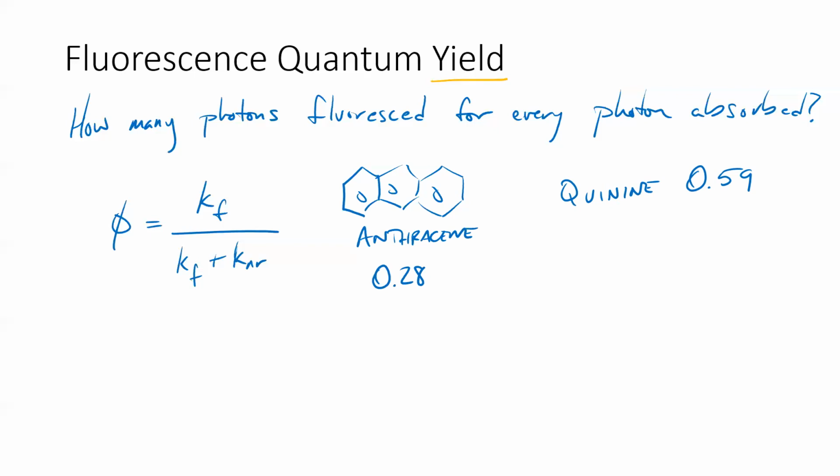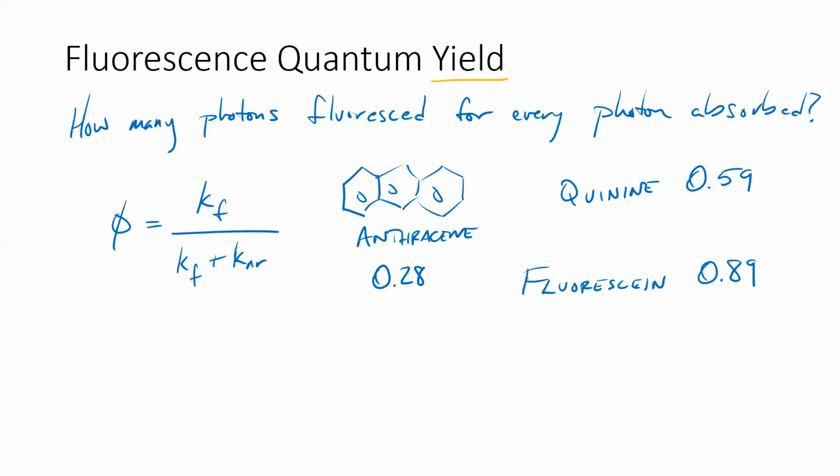And then fluorescein, which, based on its name, should be a real good fluorescent molecule, right? Let's see if I can spell it. Fluorescein has a quantum yield of 0.89. And so this quantum yield tells us how good it is going to be as a fluorescent molecule.